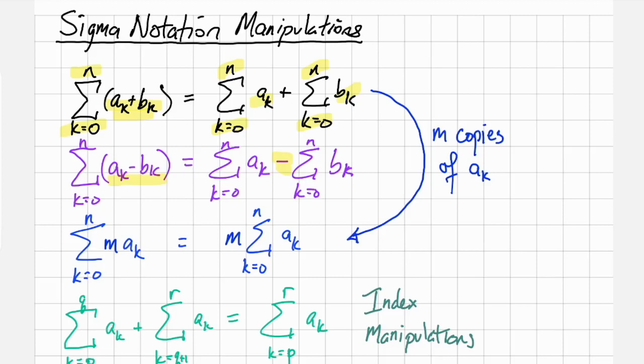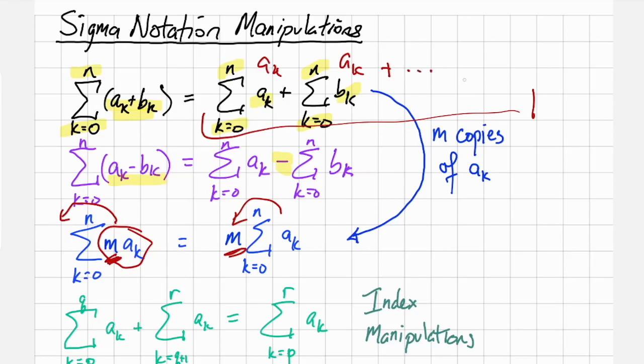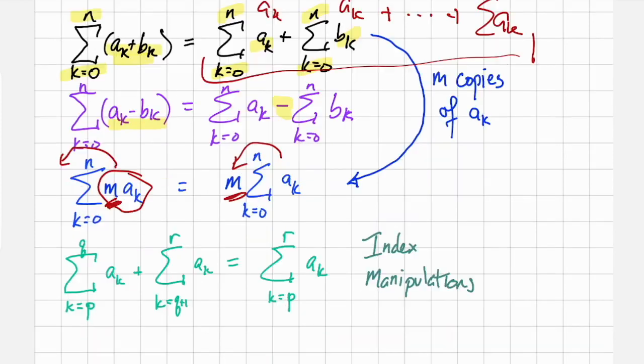Now let's say we want to take the sum of a series where each term of the series is a constant multiple times a sub k. When we have such a constant multiple, we can just bring that constant multiple outside the sum, which, if this constant multiple is a positive integer, then we could see that as m copies of the sum of a sub k.